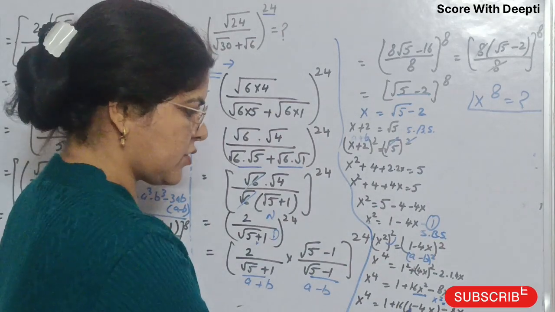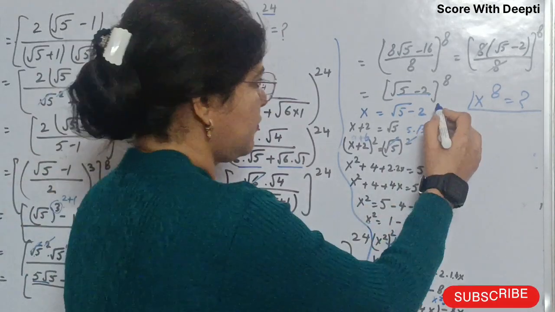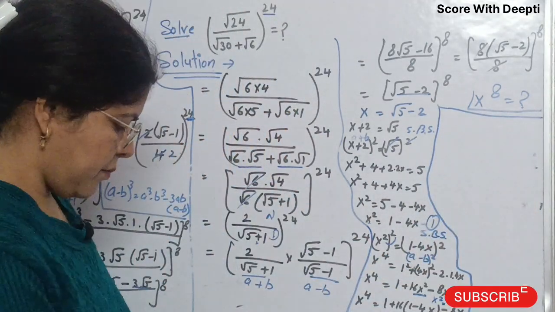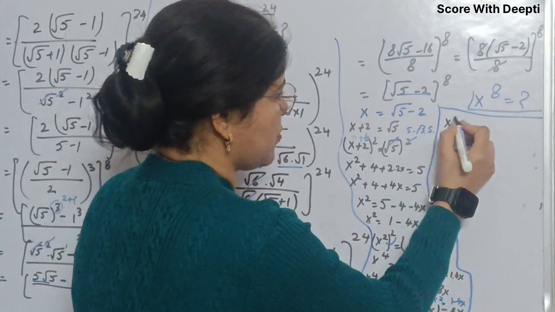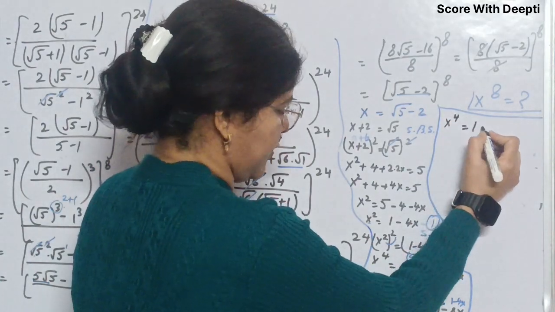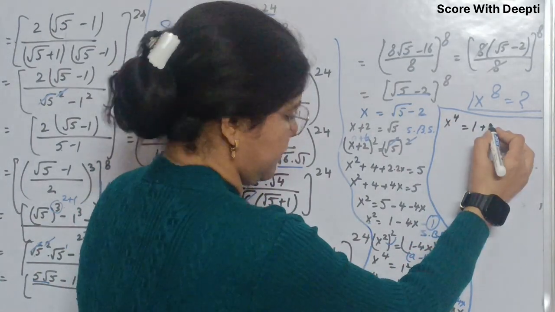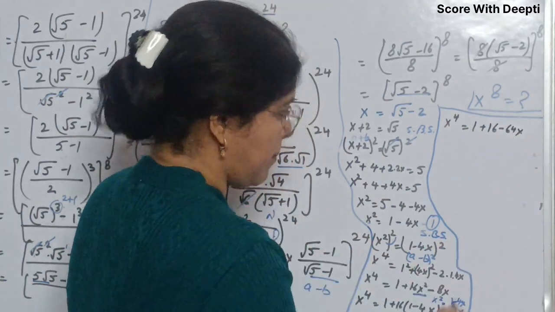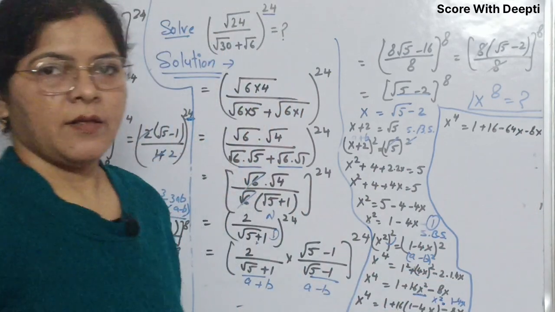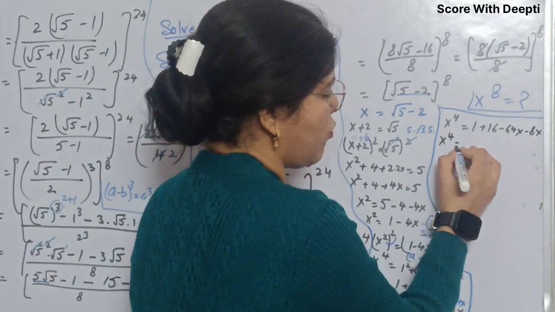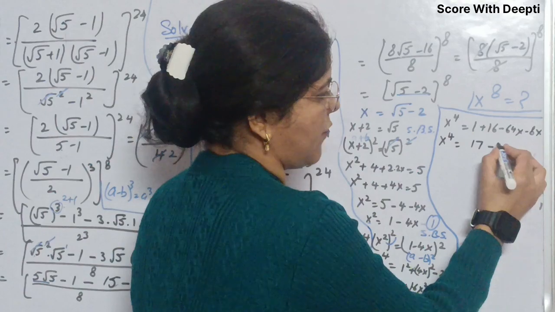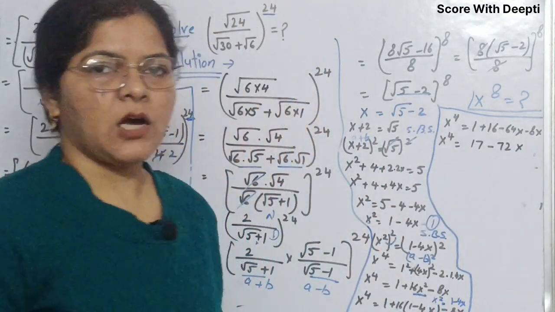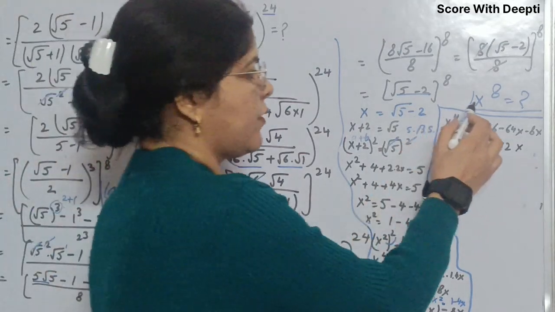Now we multiply 16 with this equation. First we multiply these and get x to the power 4 equal to 1 plus 16 minus 64x minus 8x. Next we solve this and get x to the power 4 equal to 17 minus 72x. Now here we get the value of x to the power 4. Now our next step we have to find the value of x to the power 8.